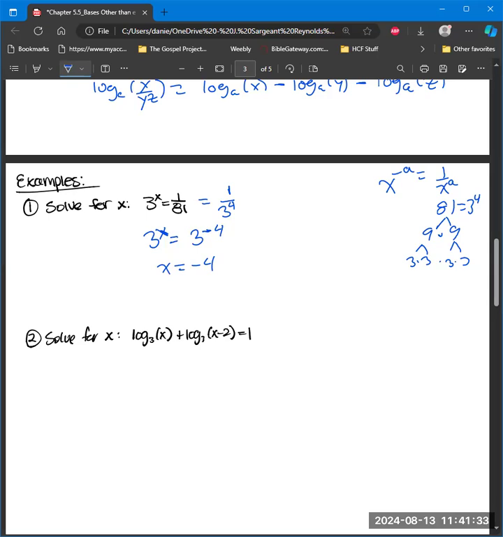Now, are there other ways I could do that to use my calculator? Sure. I could take the log base 3 of both sides here and say x is equal to log base 3 of 1 over 81. And you may be able to put that into your calculator just like that if you have a fancy calculator. If you don't have a fancy calculator, then you may need to use your change of base formula and say that this is ln of 1 over 81 divided by ln of 3. And if you do that, you'll get your answer of -4.